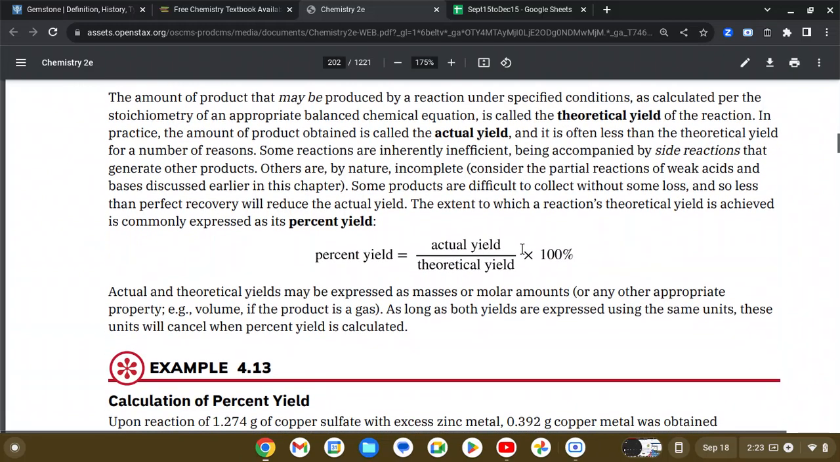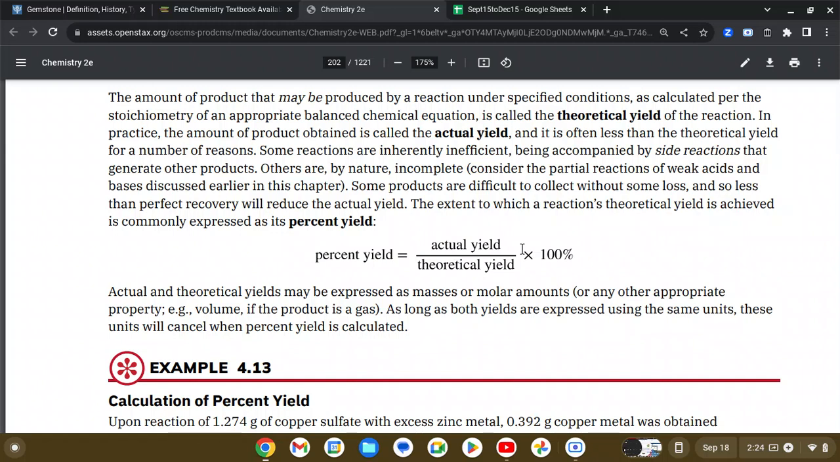Percent yield. The amount of a product that may be produced by a reaction under specified conditions, as calculated per the stoichiometry of an appropriate balanced chemical equation, is called the theoretical yield of the reaction. In practice, the amount of product obtained is called the actual yield, and it is often less than the theoretical yield for a number of reasons. Some reactions are inherently inefficient, being accompanied by side reactions that generate other products. Others are by nature incomplete.